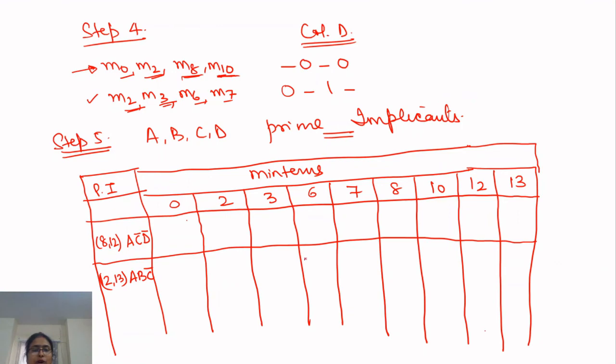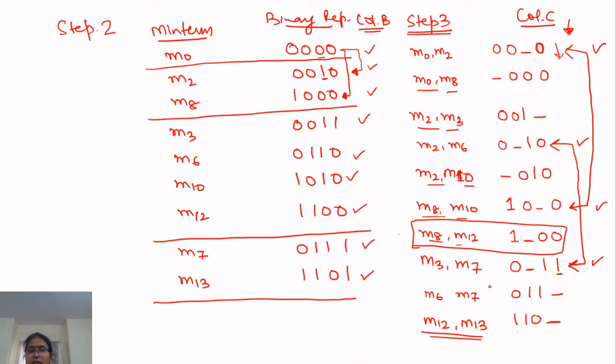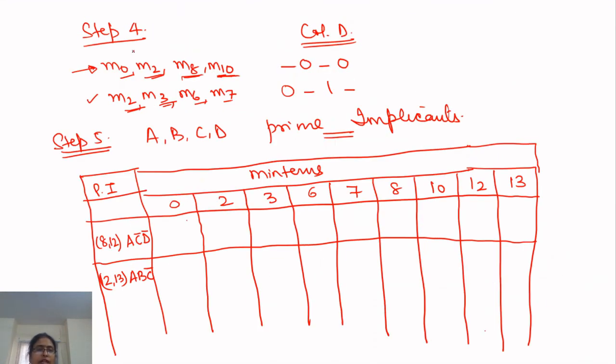So from column C, we have taken this, right? From column D, we will take these two because it is including all the other variables which are left in these. We have taken it from column C. So this is dash 0 dash 0. This means this is B bar D bar. So 0, 2, 8, 10 are included in B bar D bar.